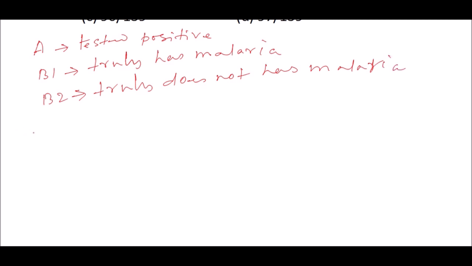Now you can see that P of B1, the probability that a person truly has malaria, is given in the question as 2%. And the remaining people who do not have malaria are 98%. That is the probability of B2.